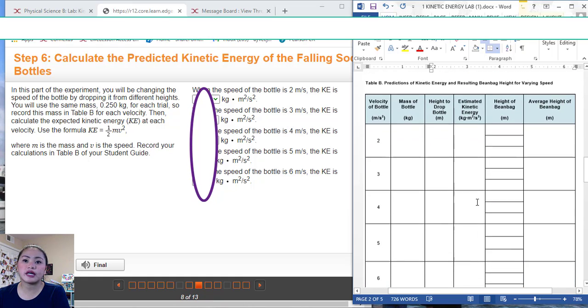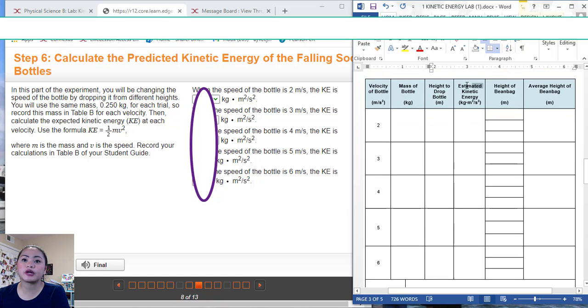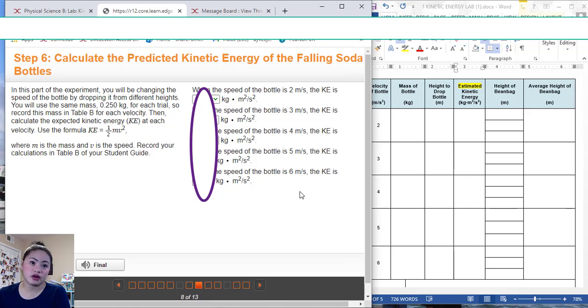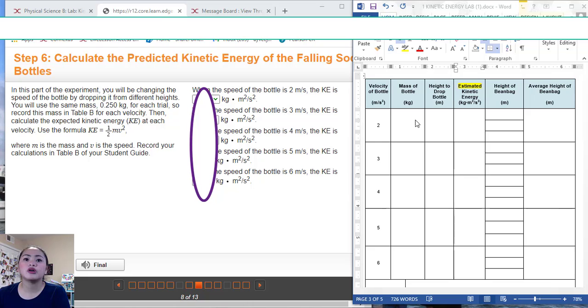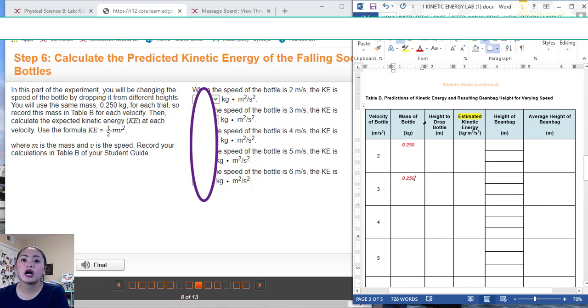But take note here, guys. This column right here says estimated. That means you can have a whole number, which is an estimate. So you don't need to put the decimal number there. All right. So it says here, you will use the same mass, which is 0.250 kilogram. So technically that will be the same for all of these because we are keeping our mass constant here.